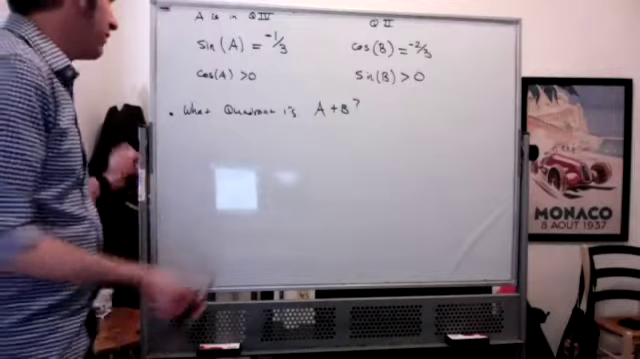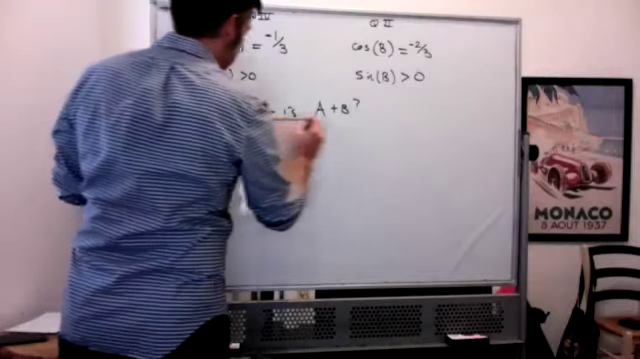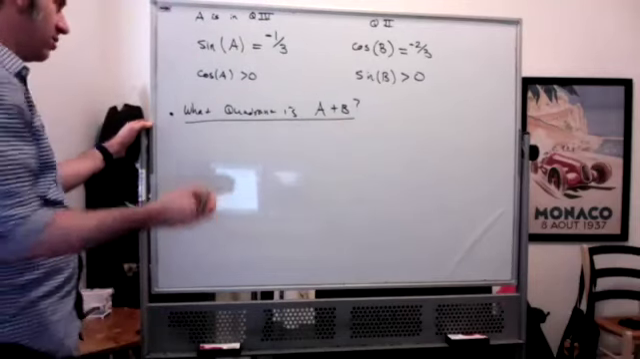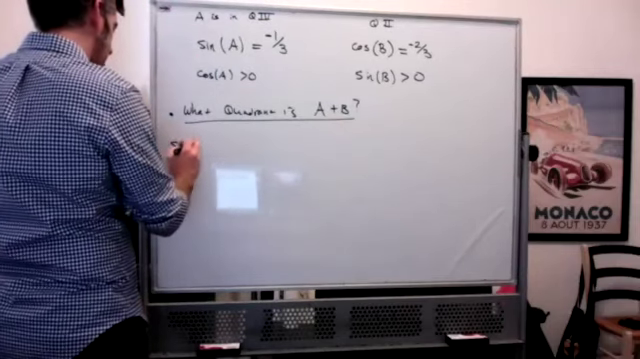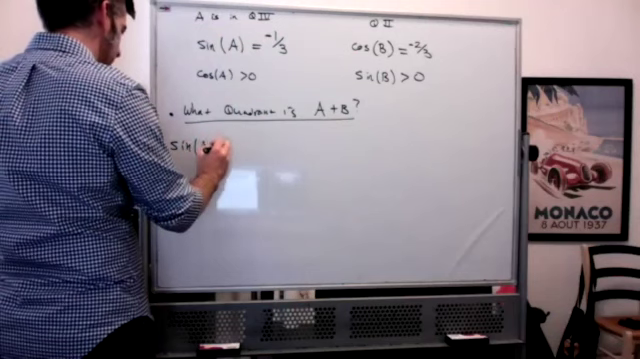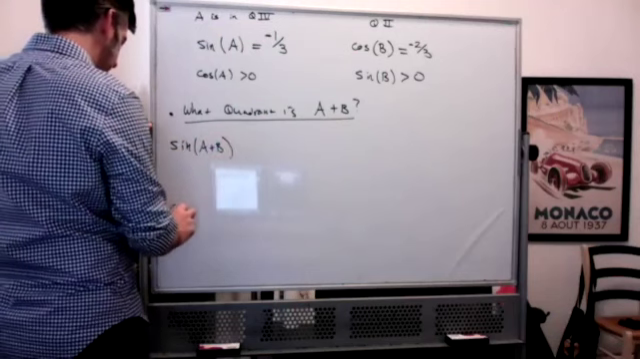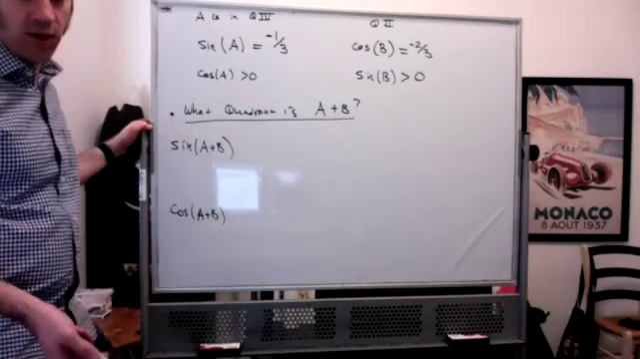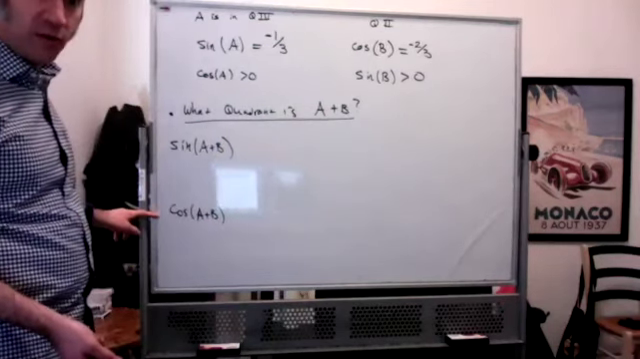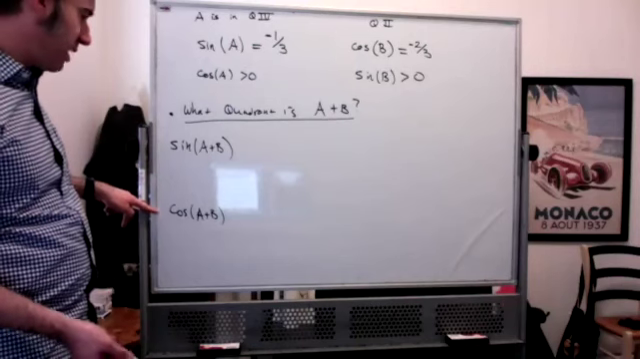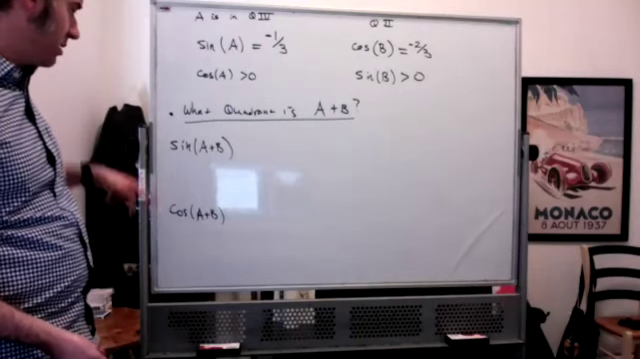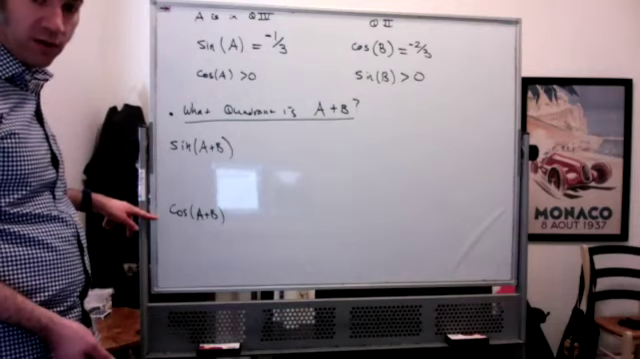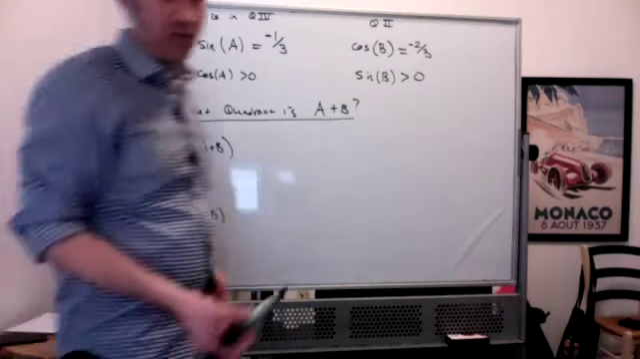So how do you figure out what quadrant an angle is in? Well, the typical way is determining what sine of A plus B is and what cosine of A plus B is. If these are both positive, we're in quadrant 1. If this is positive and negative, we're in quadrant 2. If both negative, quadrant 3. If negative positive, quadrant 4. So that's what we're going to do. We're going to determine what they are.